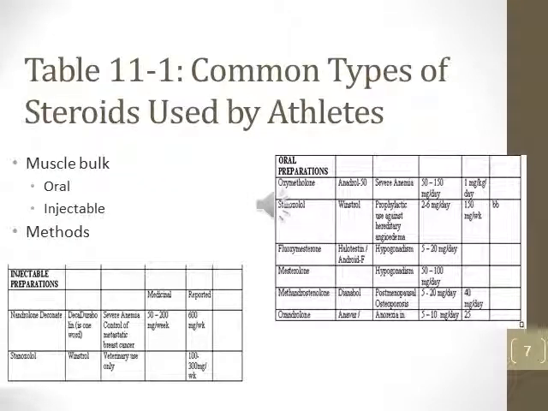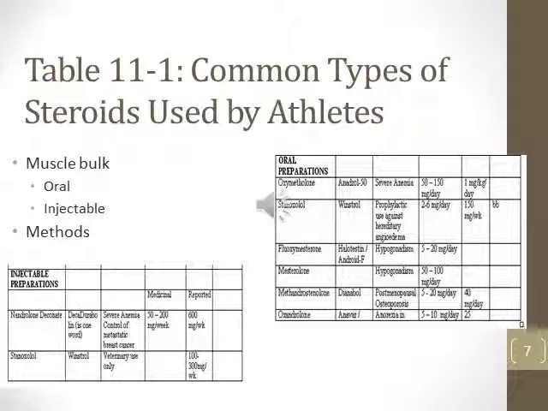Table 11.1 in your textbook describes some of the common types of steroids used by athletes, and I have some of them in tables here as well. The anabolic androgenic steroids utilized for muscle bulk and strength purposes come in both oral and injectable forms. There are other forms of testosterone supplementation, but these are really the most effective type for improving these characteristics.